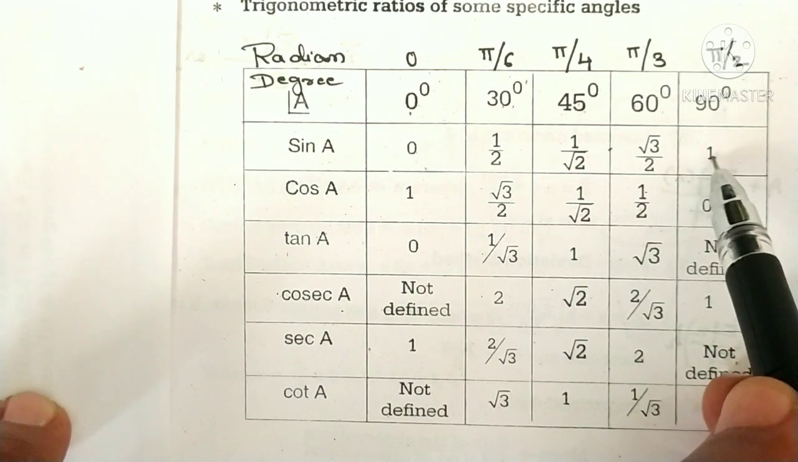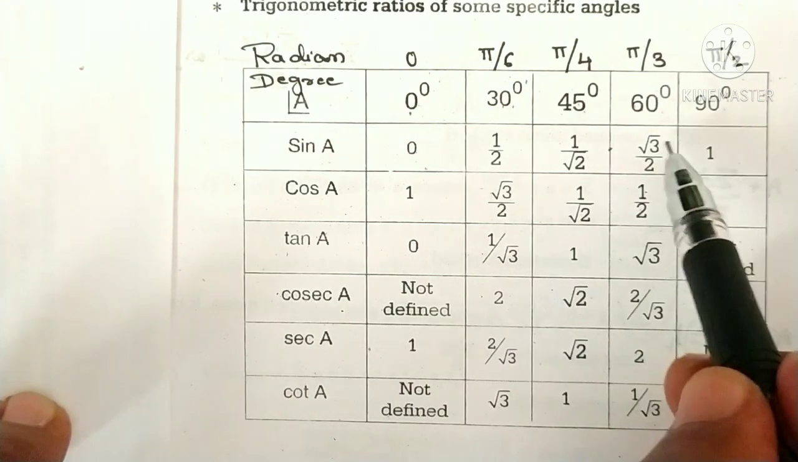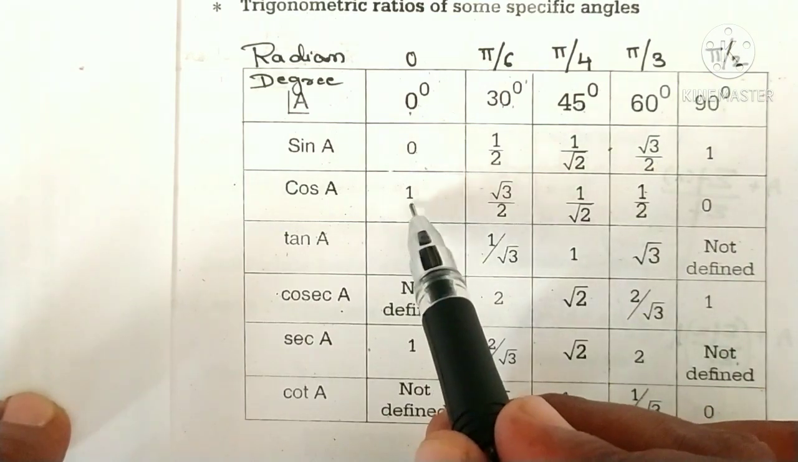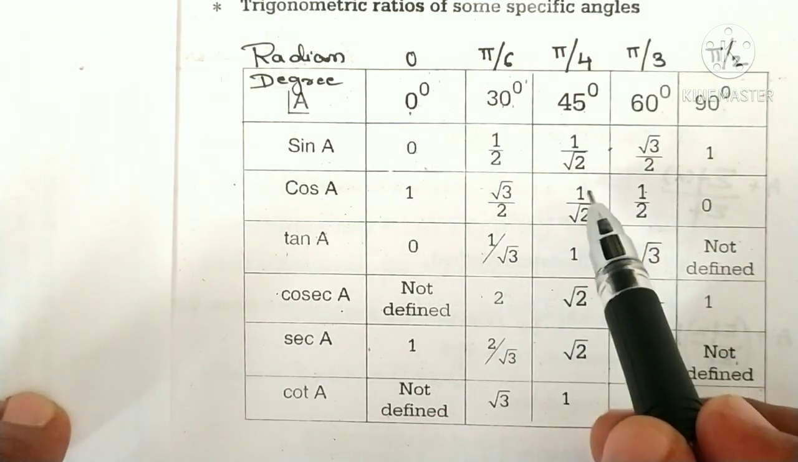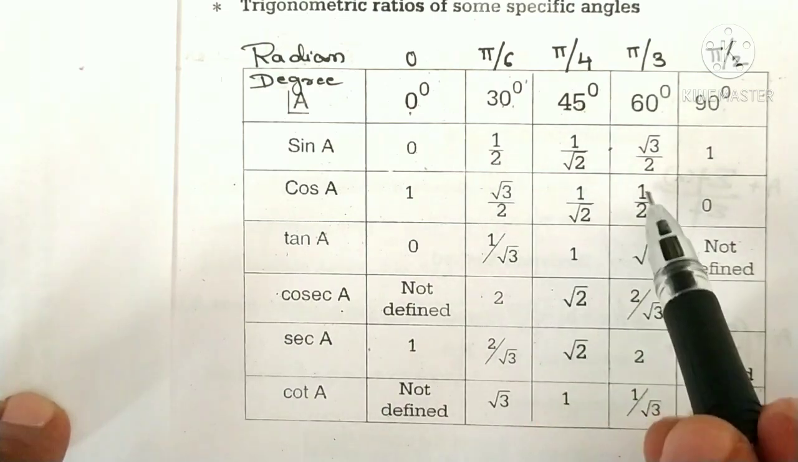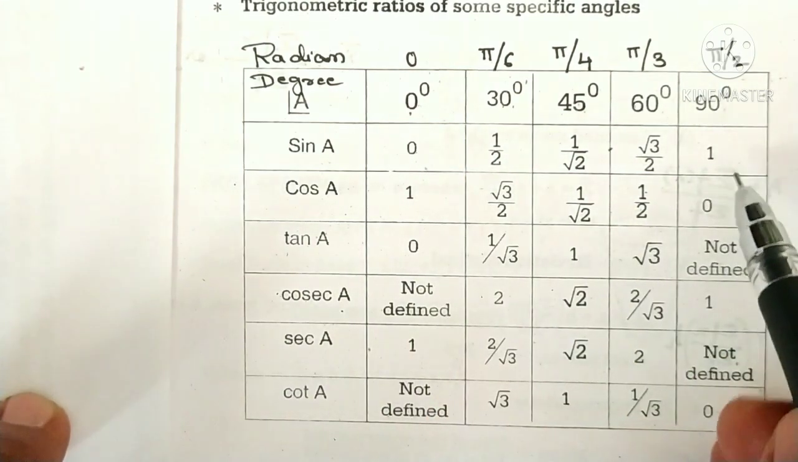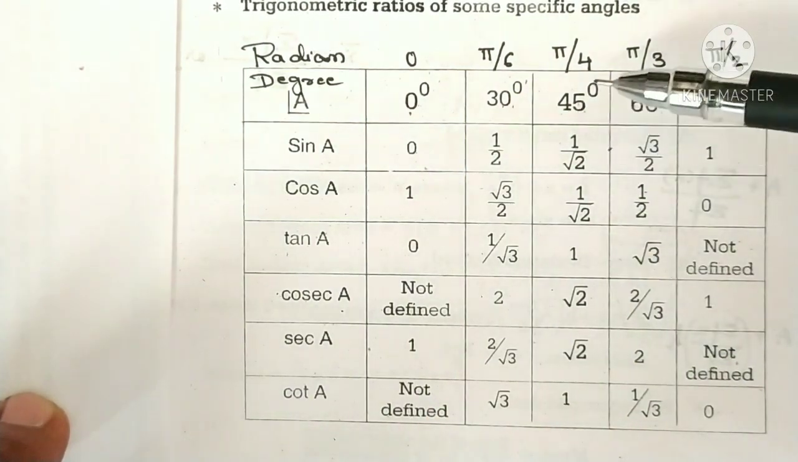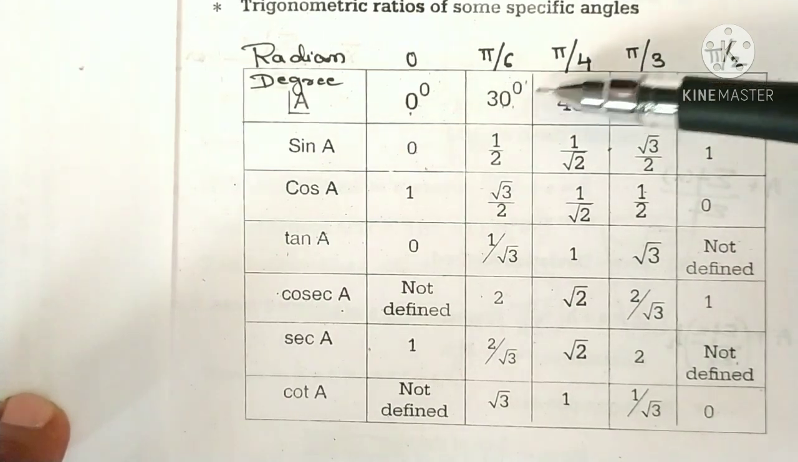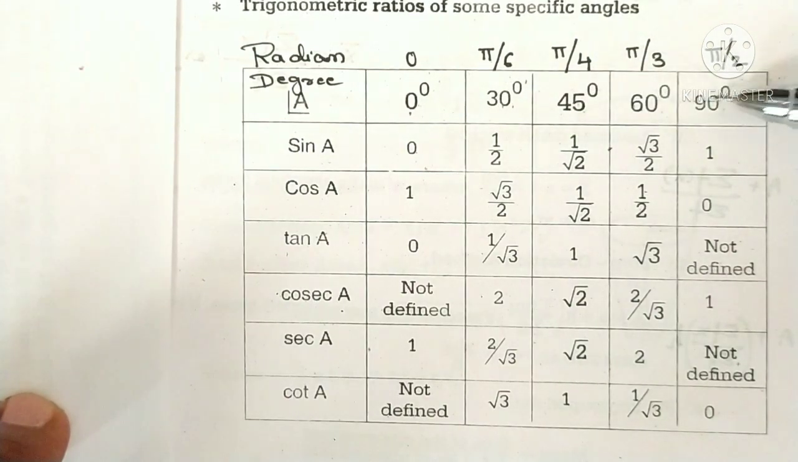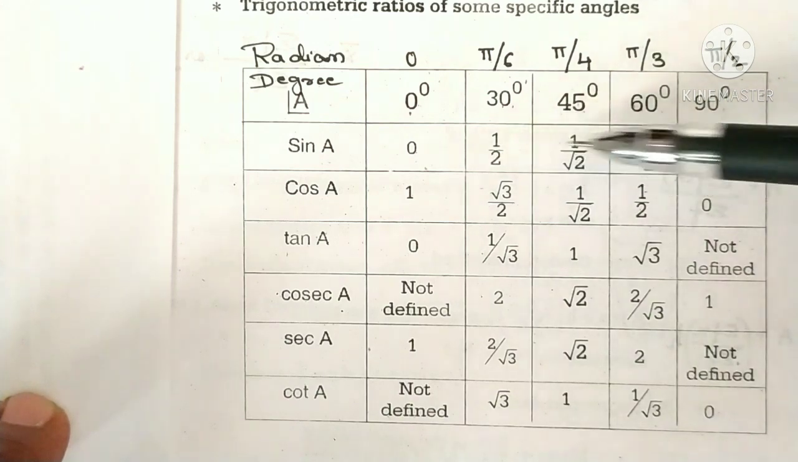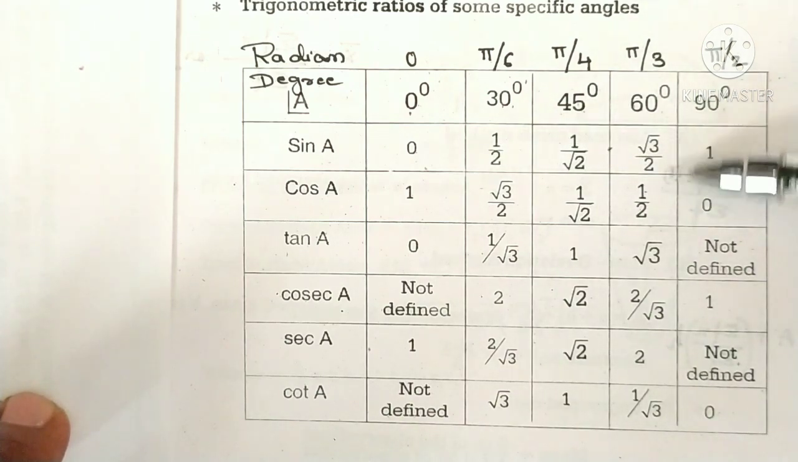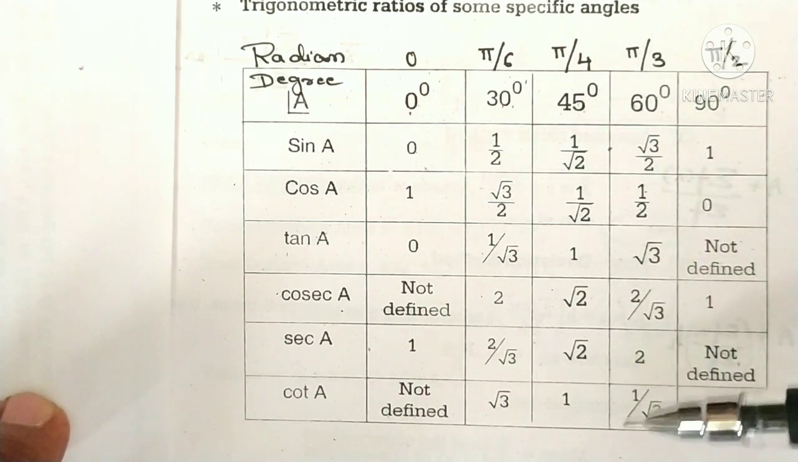Then you should write the reverse here. Start here with 1, then root 3 by 2. Reverse, you should write 1, root 3 by 2, then 1 by root 2, next 1 by 2, then 0. So the first point you should remember is this: 0, 30 degree, 45 degree, 60 degree, 90 degree, then fill this row. Then it becomes easy for you to find all the remaining ones.